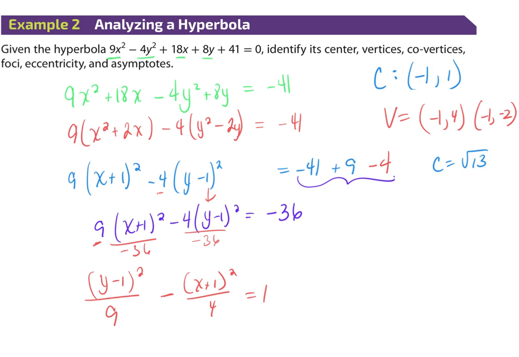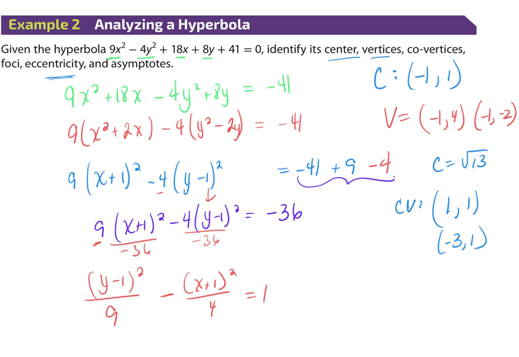And so besides center and vertices, they're asking for co-vertices. Co-vertices means your x value is going to change. So I don't typically make you find those, but we're going to add and subtract the value under your x when you do your co-vertices. So we're going to say -1 plus my 2 and -1 minus my 2, right? And then they also want my focal points and my eccentricity.